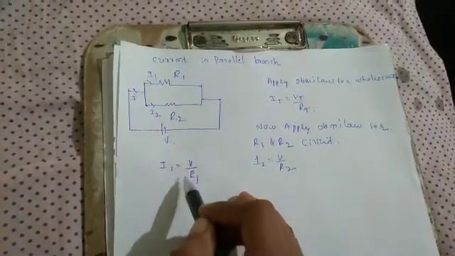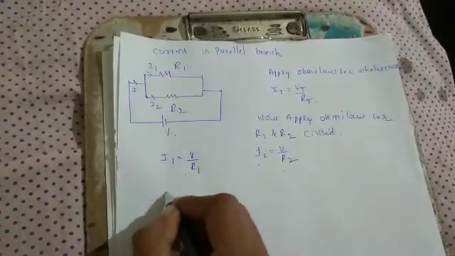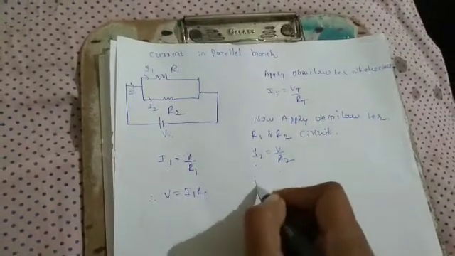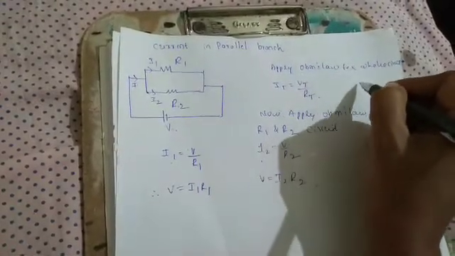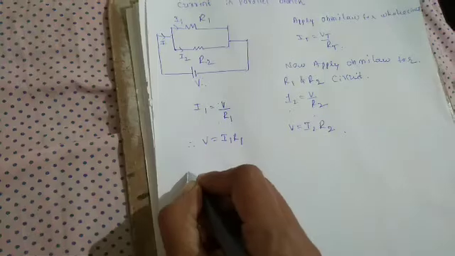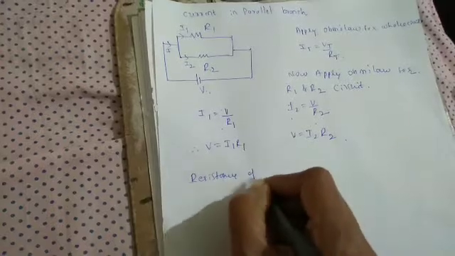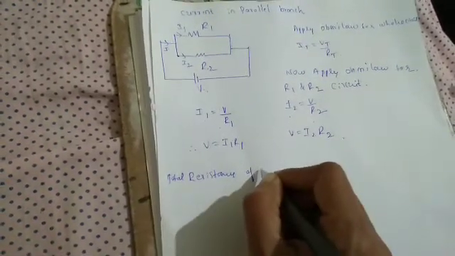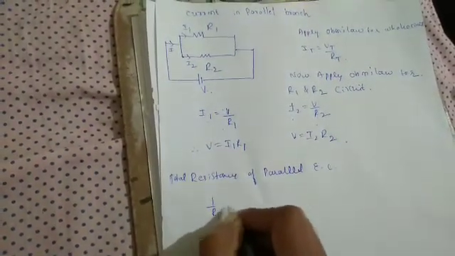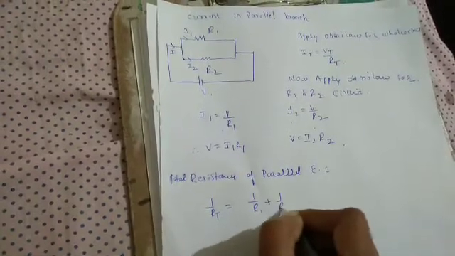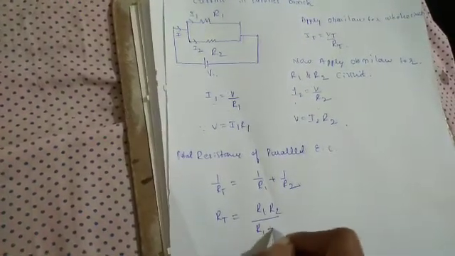Therefore, I1 is equal to V by R1 and I2 is equal to V by R2. Now, V is equal to I1 into R1, and V is equal to I2 into R2. Now write the equation to calculate the total resistance of the parallel electric circuit. 1 by RT is equal to 1 by R1 plus 1 by R2. Therefore, RT is equal to R1 into R2 divided by R1 plus R2.